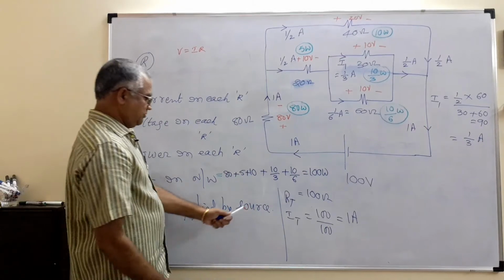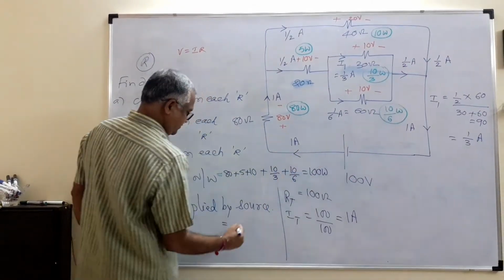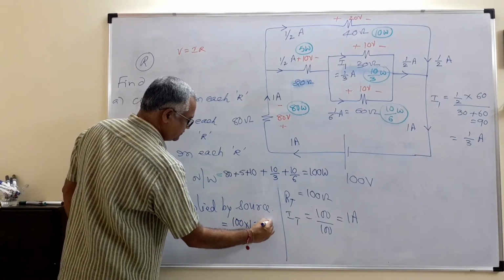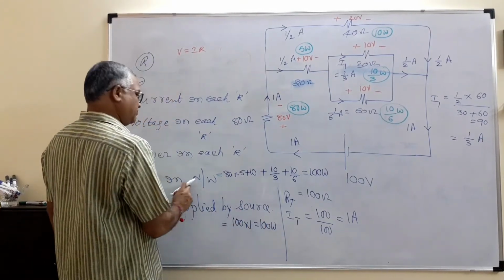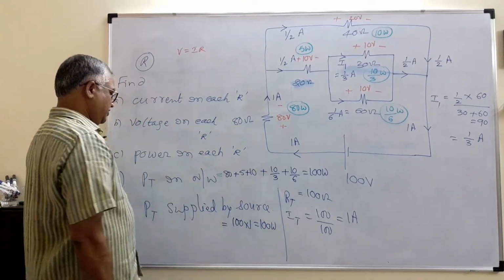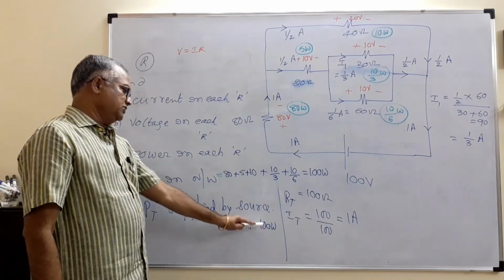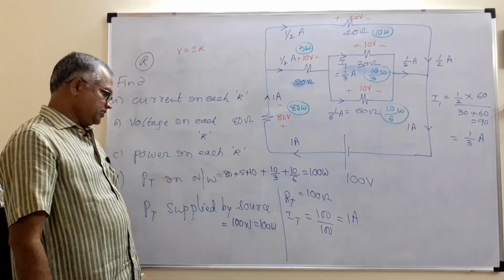What is the power supplied by the source? Here it is voltage into current: 100 into 1 is 100 watts. So power supplied by the source is 100, and total power dissipated is also 100. Which law is verified? Total power supplied by the source is always equal to the total power dissipated in the resistors.